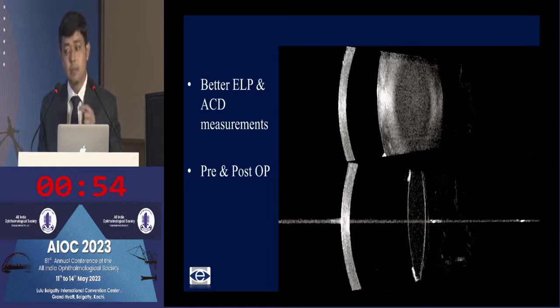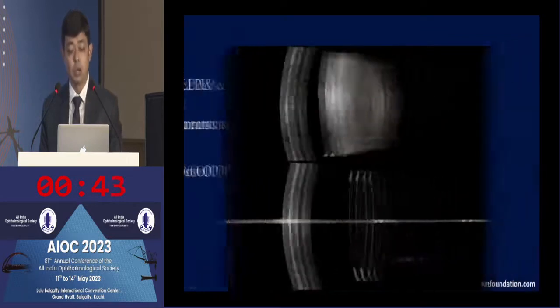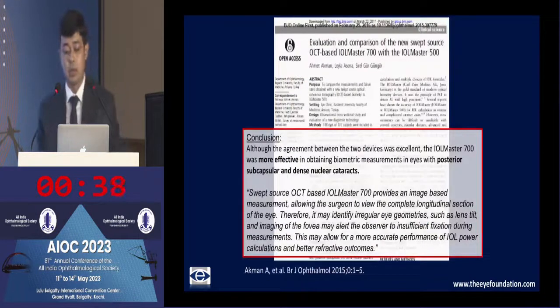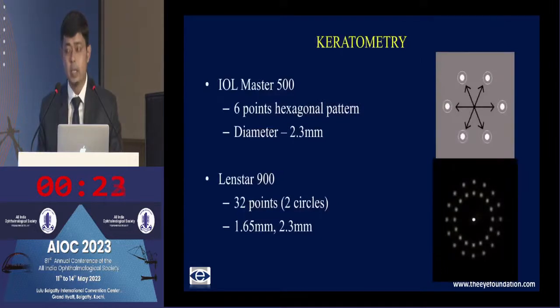Because of the B-scan and the swept source OCT, measuring the lens thickness accurately gives rise to better effective lens position and anterior chamber depth measurements in the pre and post-operative period, which was not possible with the IOLMaster 500. This has significantly improved repeatability and outcomes. Also, because of the swept source OCT, there is greater penetration in denser cataracts, and in very, very few cases are you having to resort to immersion biometry. Almost the entire gamut of cases we can cover with the IOLMaster 700.